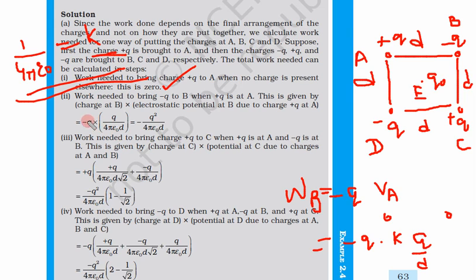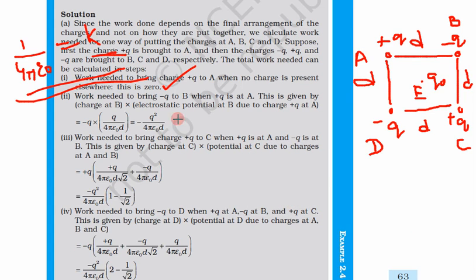So what is the work done? Minus Q, this K, 1 upon 4 pi epsilon naught, this positive charge is Q, divided by D. So this will simply become minus Q times plus Q, that is minus Q square upon 4 pi epsilon naught D. Okay, done for the second charge.